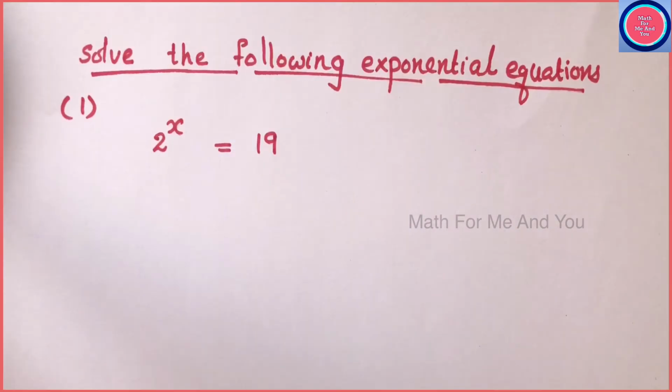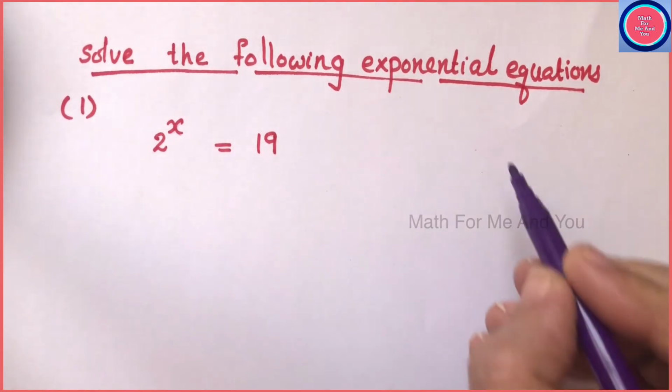Next we are going to consider a different type of exponential equation. 2 power x equals 19. We want to find the value of x. Here the bases are 2 and 19. We cannot change 19 in terms of 2.